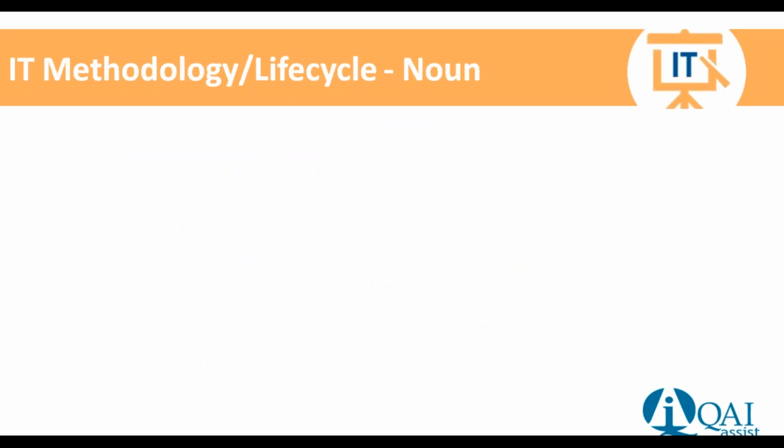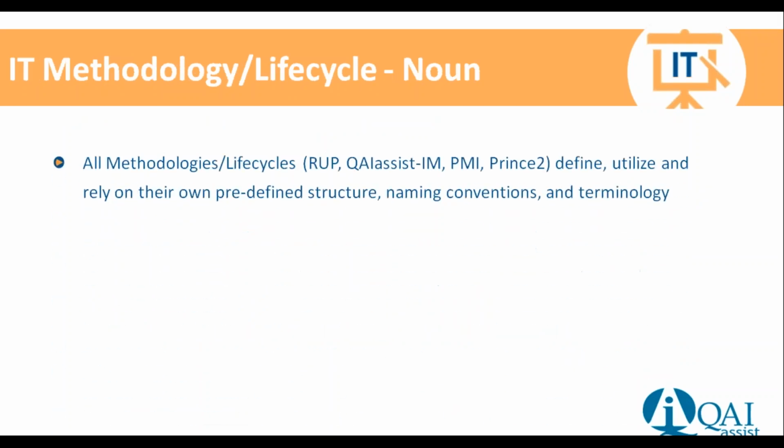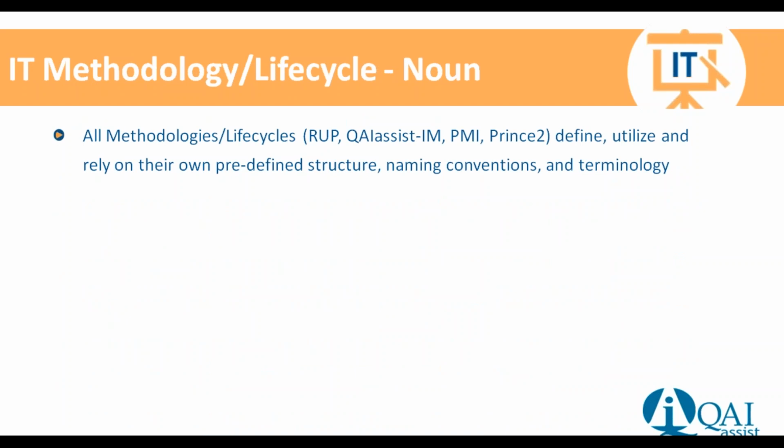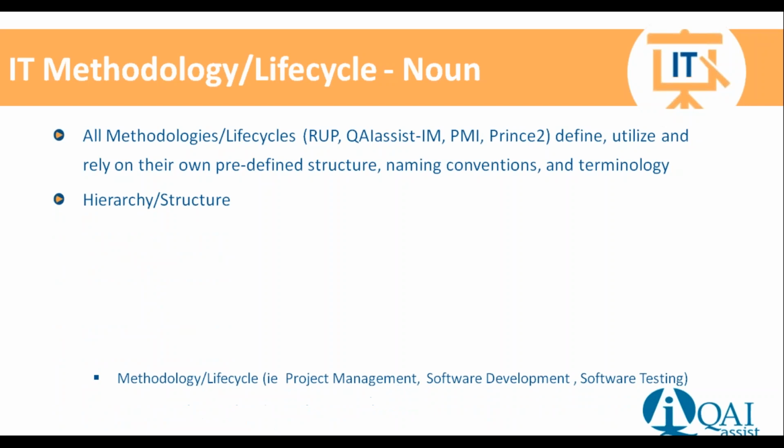Okay, that being stated, I'd like to talk about methodology in two perspectives. One is a context of a noun and one is a context of a verb. And when I'm talking about IT methodology or life cycle in the context of a noun, I'm talking about a structure. And this structure is going to have its own naming conventions and terminology. You may have heard of Rational Unified Process or PMI or Prince2. These are methodologies in the context of the noun.